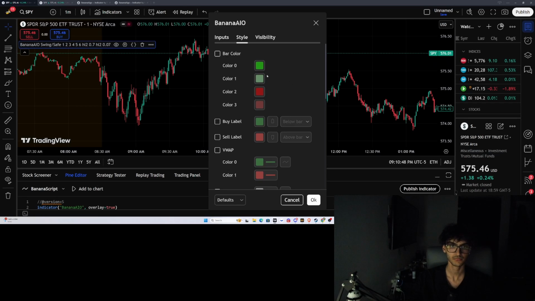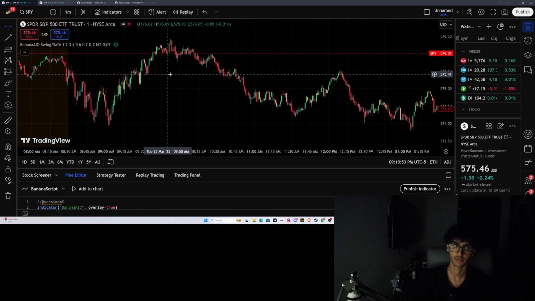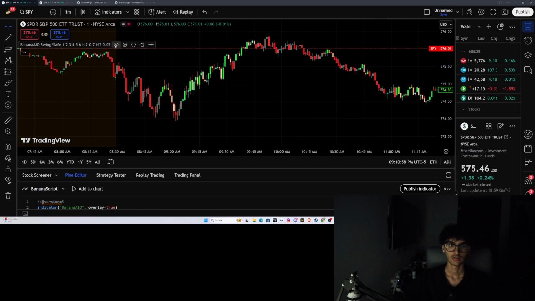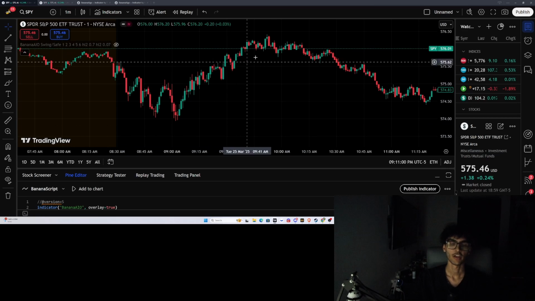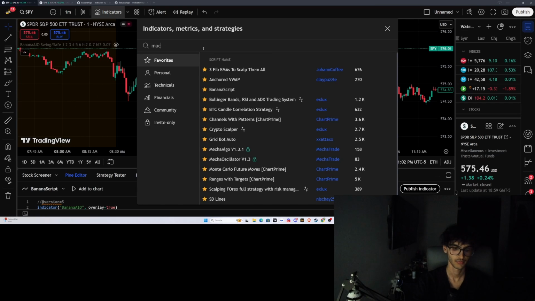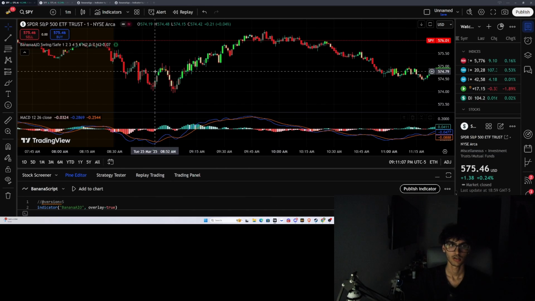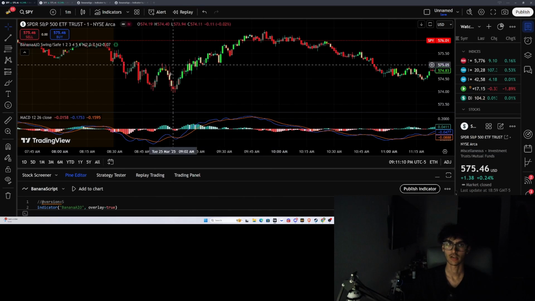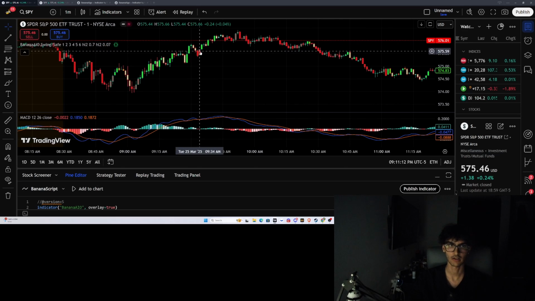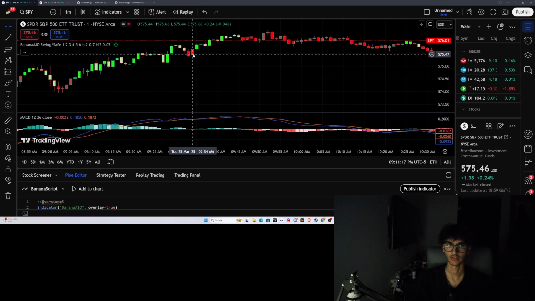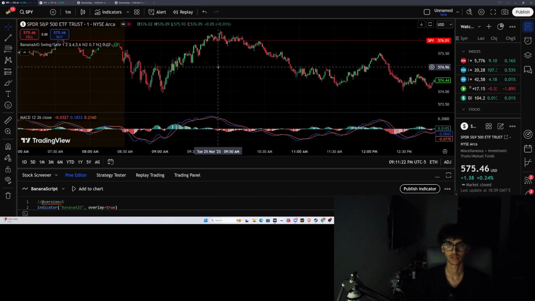But okay, the first thing we'll start off with is the bar colors, and you'll be like, yo, what is this? Basically, it's the MACD fit on top of the candles. If you take this and you take this, you'll see that whenever MACD is green, our candles are green, and you can still see the outline of the candle. So right here, MACD was red, but our candle went up because it has a green outline. That's how that works.